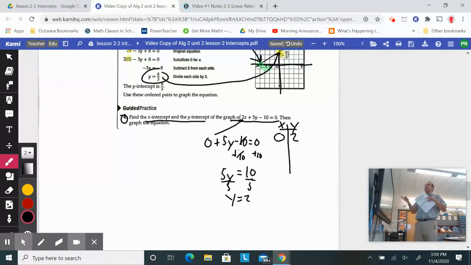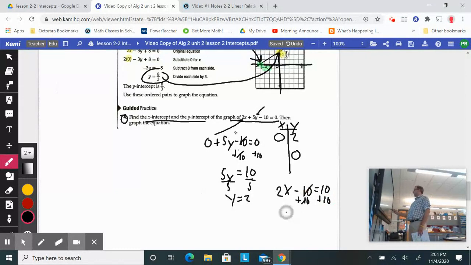To do the x-intercept, I need the y to be a 0. So I put in a 0 for the y. So let me go down below here. So I still have 2x. 5 times 0 is 0. So I can just eliminate that. Minus 10 equals 0. Add 10 to both sides. So I get 2x equals, oops, that's a 0 there. 0 plus 10 is 10. Divide by 2, x equals 5.